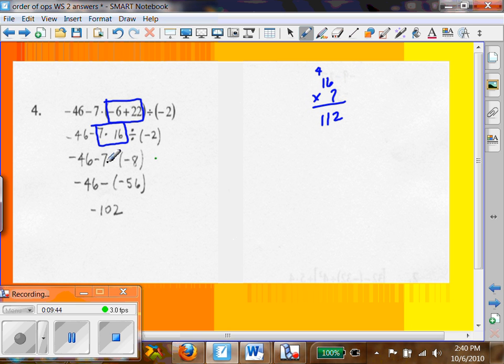And I don't see 112 down there, so that means something was mistaken. It looks like they did division right here before multiplication. So there's a mistake. Division and multiplication were not done left to right.